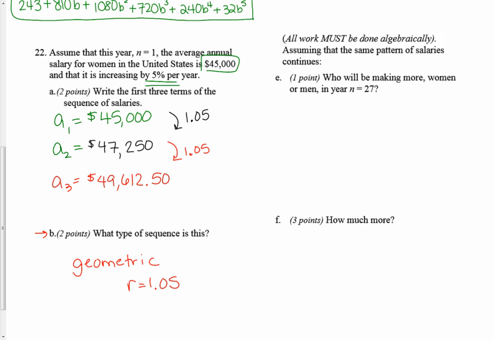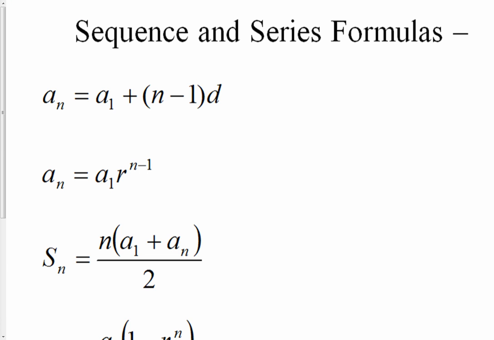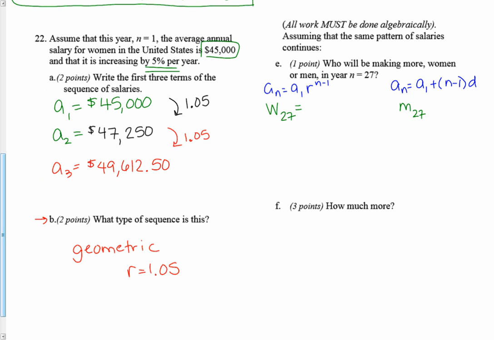Part E says, who will be making more, women or men, in the year n equals 27? Well, I'm going to have to figure out how much each person would be making. I'm going to call them W sub 27 and M sub 27 to separate the men and the women, even though I called them both A's before. So for the women, they were geometric. And the formula for geometric is A sub n is A sub 1 times r to the n minus 1. And up here was the formula for arithmetic, which is the one we'll use for the men.